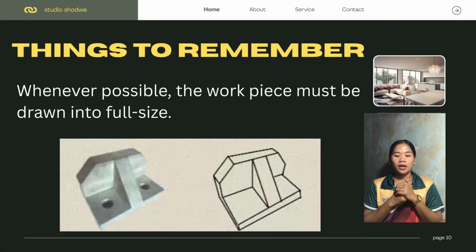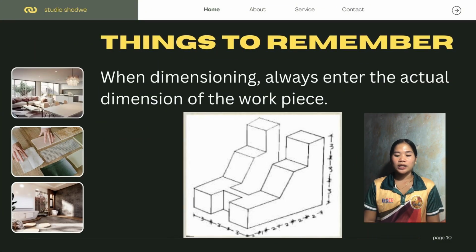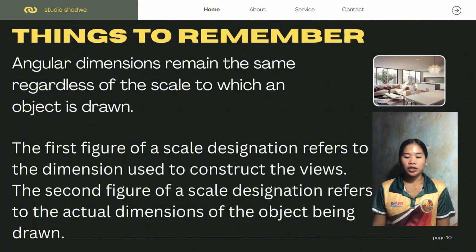Next, when dimensioning, always enter the actual dimension of the workpiece. So, when adding dimensions, always write the real measurement, even if the drawing is smaller or bigger. The numbers you write should always be the actual size of the object. And the next is angular dimensions remain the same regardless of the scale to which an object is drawn.